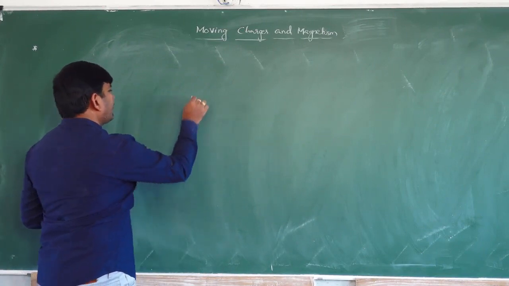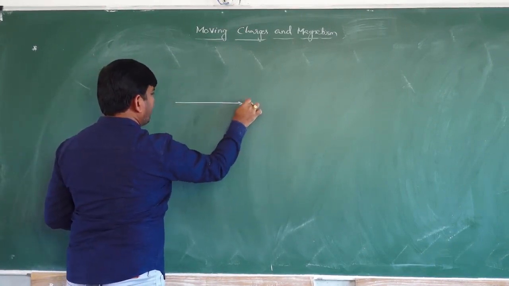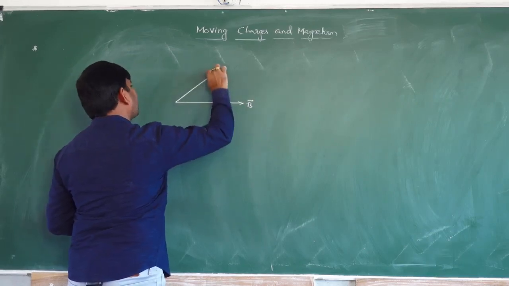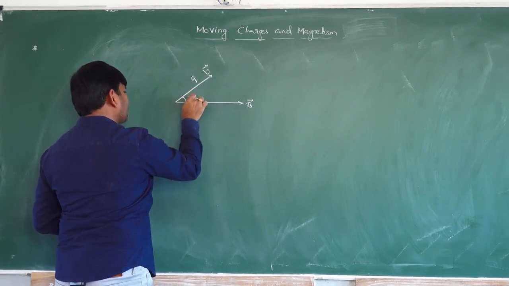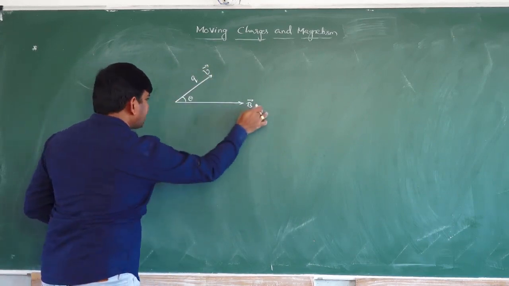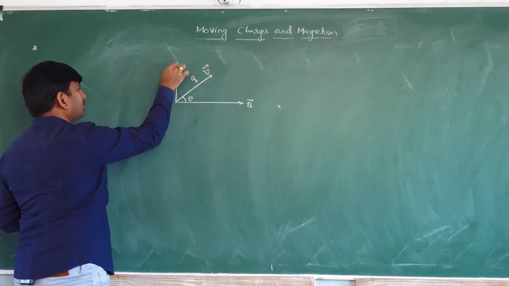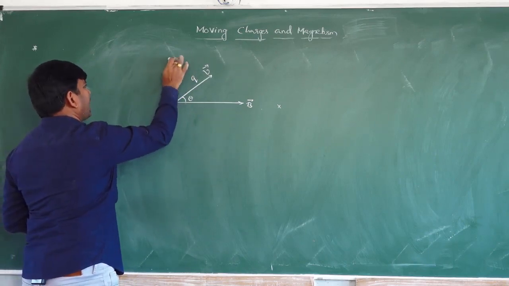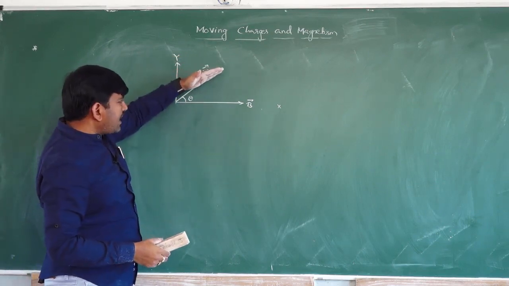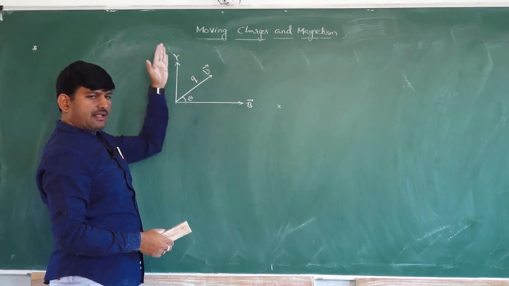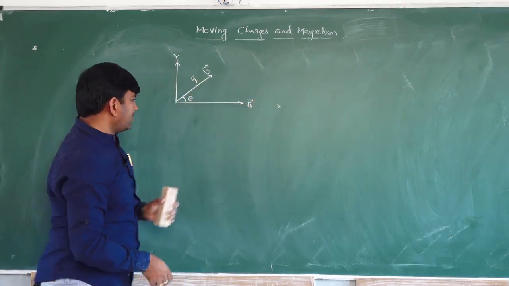So now, let me choose this is the magnetic field, direction B bar, and a charge is entering into the magnetic field with some velocity v bar at an angle theta with the field direction. This is the x axis, and this is the y axis. Now here the charge is not entering into the magnetic field parallelly or perpendicularly. It is entering at an angle theta other than 0 degrees and 90 degrees.